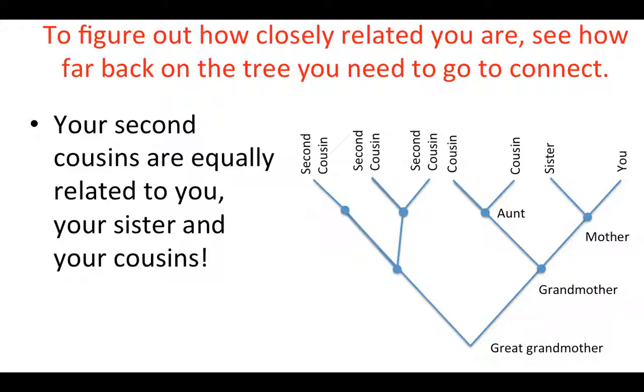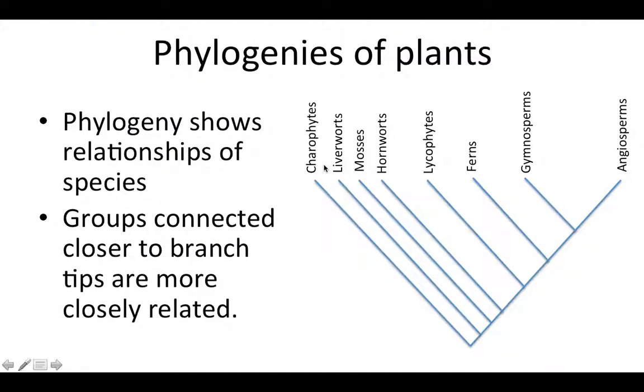So we're going to use those same rules when we interpret phylogenies that depict species instead of this tree of descent depicting individuals. So here we're switching to a phylogeny of plants, and these are the groups of plants that we've already talked about. Here at the very far left we have the charophytes. Remember, charophytes are not true plants. They're a member of the green algae group. But I'm putting them on here because it was the charophytes that did give rise to all of these other groups of terrestrial plants.